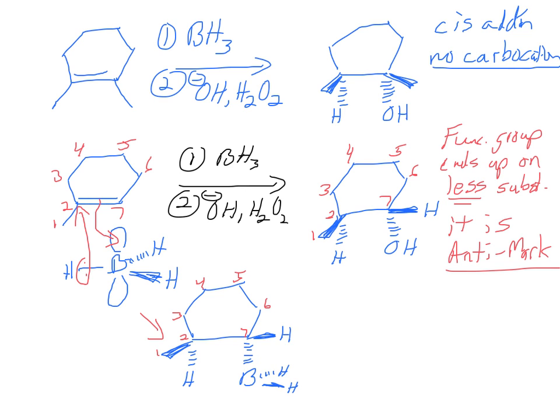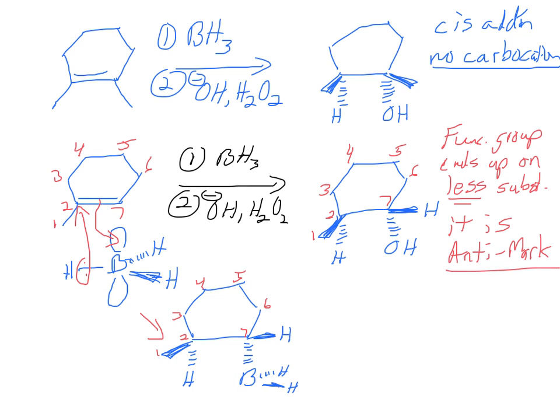So why would it want to do it this way? Well, there's a couple reasons probably. This carbon 2, is there more stuff on carbon 2? Is it more sterically bulky? It's more substituted, so the boron would rather get away from it. So the boron is going to go to carbon 7 instead. But notice now the boron's on the less substituted carbon. The functional group added to the less substituted carbon.